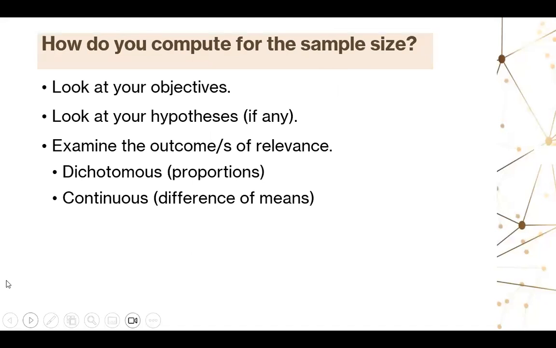When you ask, how do you compute for the sample size? The first thing you look at is your objective. What are your objectives? And then look at your hypothesis, if any. Then you examine your outcomes of relevance. Are they dichotomous, meaning are you going to look at proportions, or are they continuous, meaning are you looking at means and the difference of means?